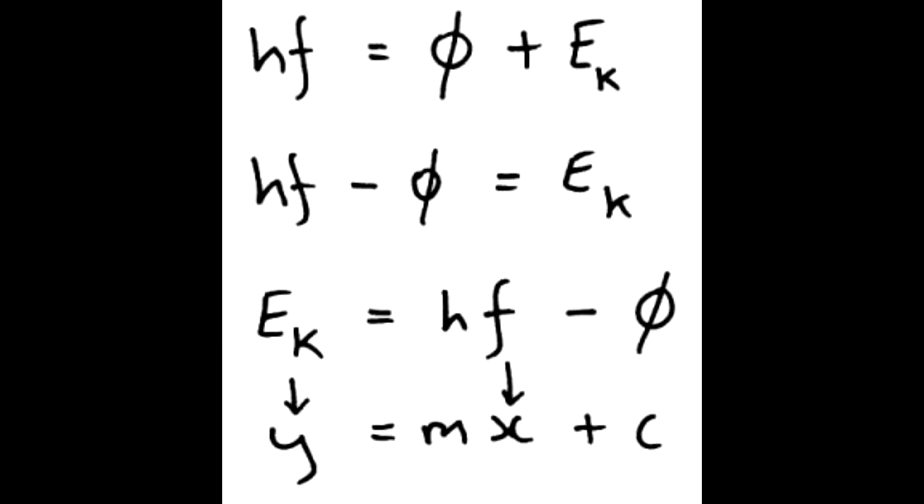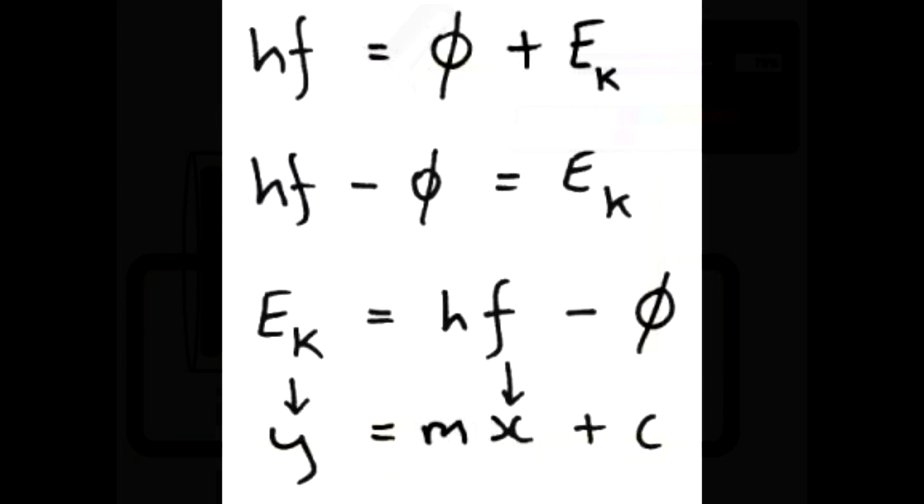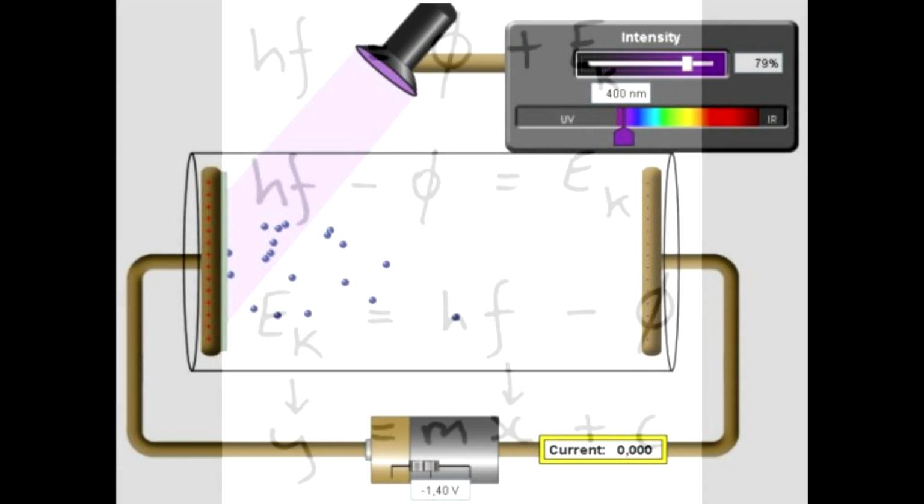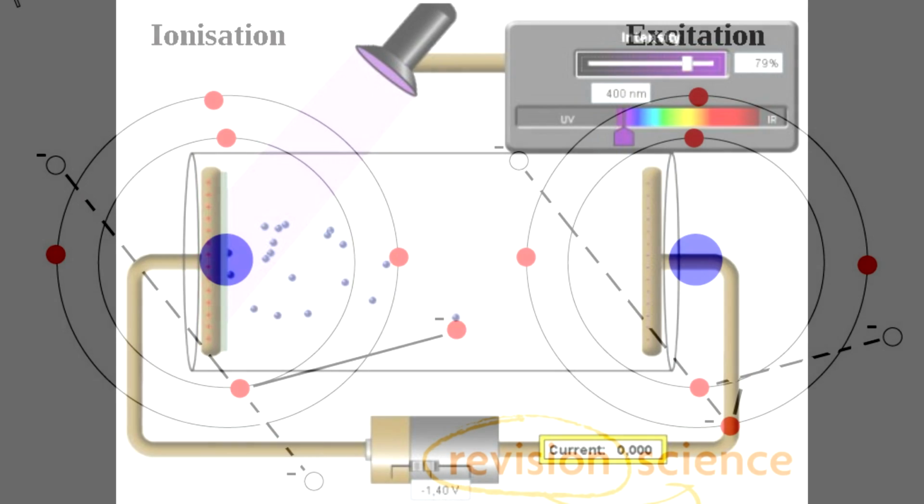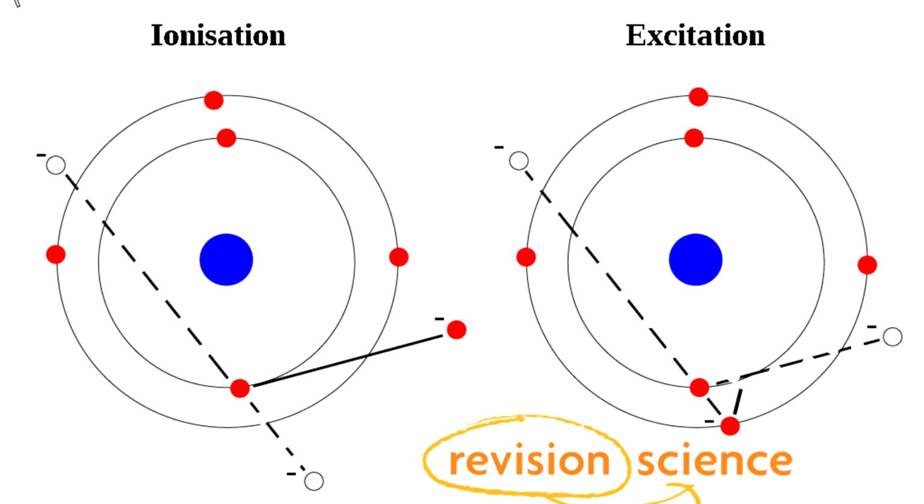The max kinetic energy is the kinetic energy left over once the electron returns to its energy level. Stopping voltage is the potential difference needed to stop the electrons from moving. Ionization is when electrons are removed from the atom. Excitation is when electrons move to a higher energy level.